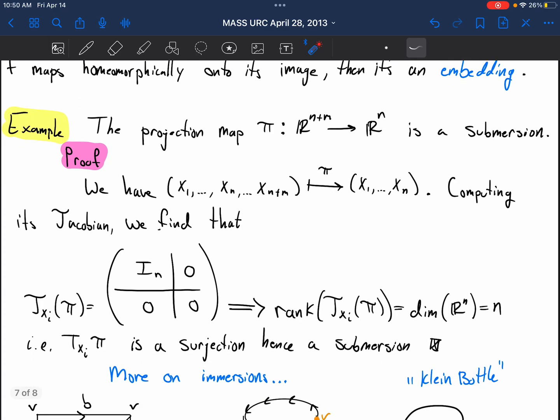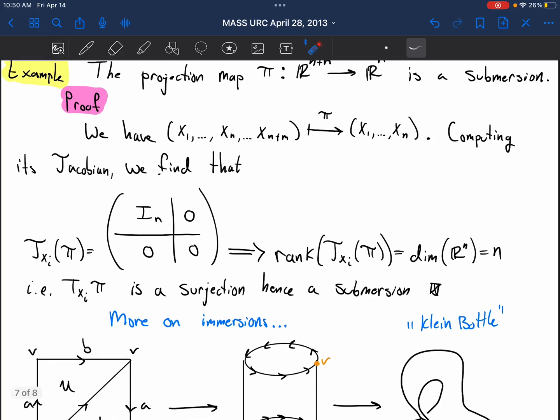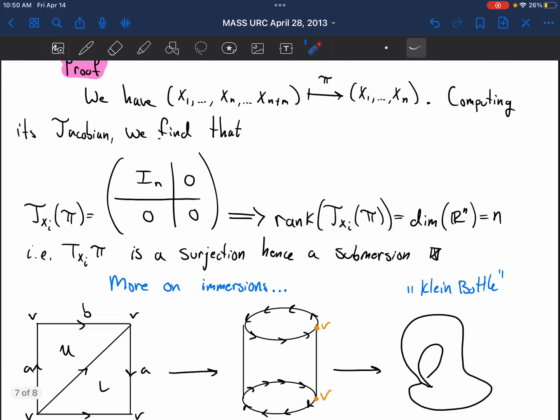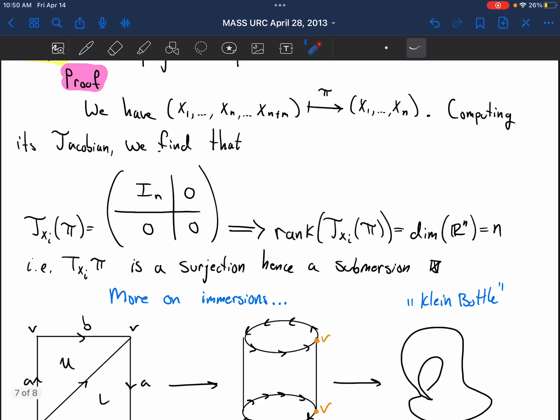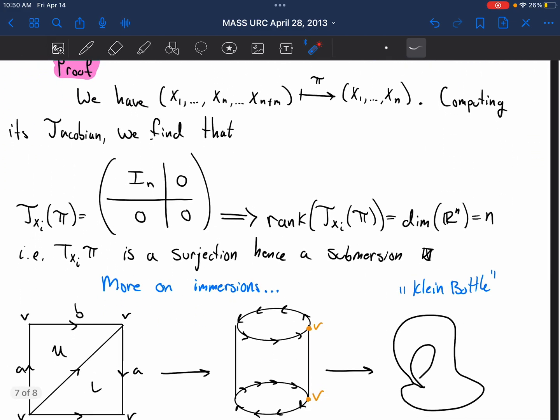So for example, the projection map is a submersion. The proof is not hard. You can just compute its Jacobian, and you get a block matrix where on the top left you look like identity, and then everywhere else is trivial. And it has full rank. So the rank is precisely the dimension of R^n, which is n, and so you get a surjection at every point. So by definition, this is going to be a submersion.